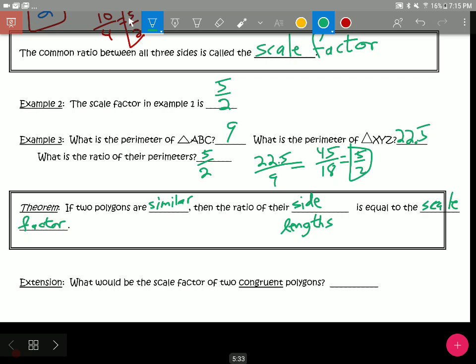Okay. What would be the scale factor of two congruent polygons? Well, if I got two congruent polygons, what would I have to multiply the first one by to get to the second one? So if this is 2, 3, and 4, and this one's 2, 3, and 4, to go from one to the other, I would multiply by 1. That would be the scale factor for two congruent polygons. Cool. All right, let's keep rolling.